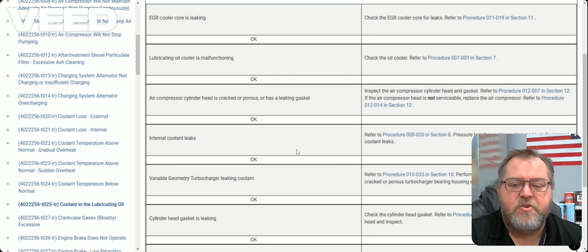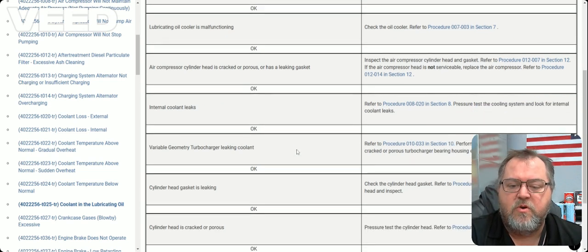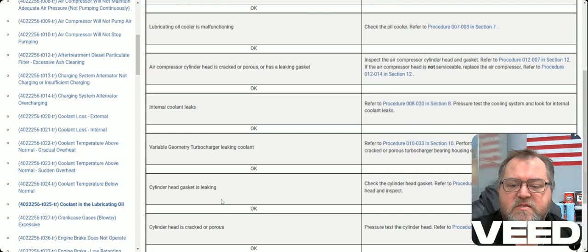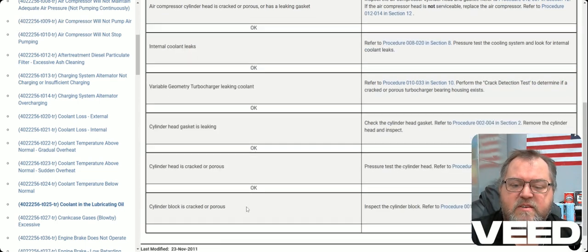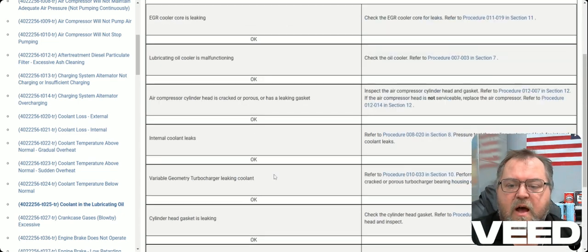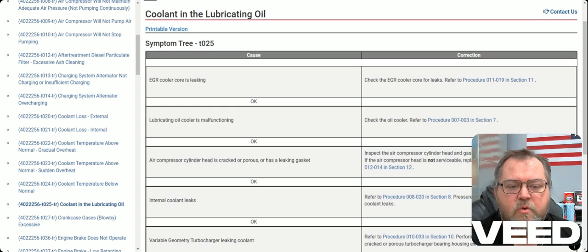Then it says to look for internal coolant leaks. Internal coolant leaks, cylinder head gasket, cylinder head, cylinder block is cracked. That could be your O-rings at the bottom of your sleeves are leaking coolant into the oil pan. All of those could be issues, right? The good news is that if you're looking at this chart with me right here, each one of these things where it wants you to do the test to eliminate it as a suspect has on there the procedure for doing the test itself.